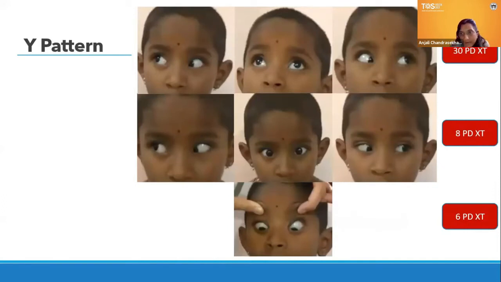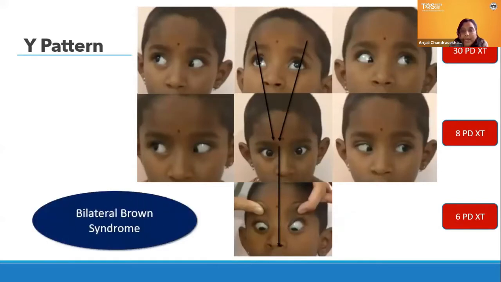Just like Dr. BVR sir was showing, Brown syndrome, especially bilateral Brown syndrome, can cause something called a Y pattern, where there is a divergence in up gaze, very minimal deviation in primary, and the same amount of deviation in down gaze as in primary. So mimicking the alphabet Y.